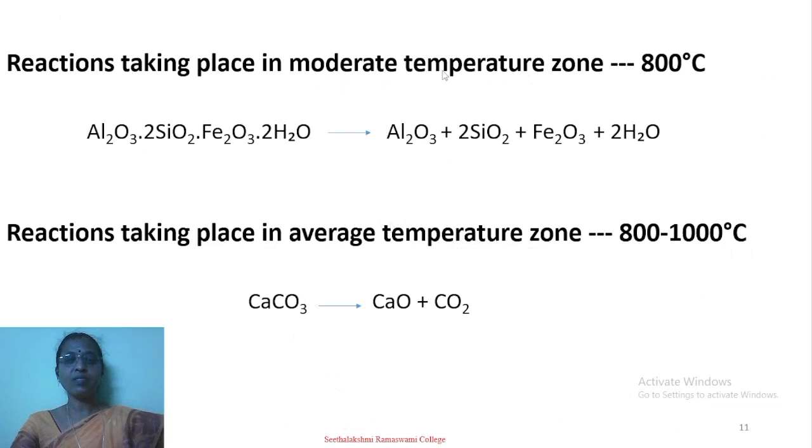The reaction taking place in moderate temperature: the temperature of the zone is 800 degrees Celsius. In this zone, the clay is broken down into alumina, silica and iron oxide. Reaction taking place in average temperature: the temperature of the zone is 800 to 1000 degrees Celsius. In this zone, the limestone is decomposed into lime and carbon dioxide.